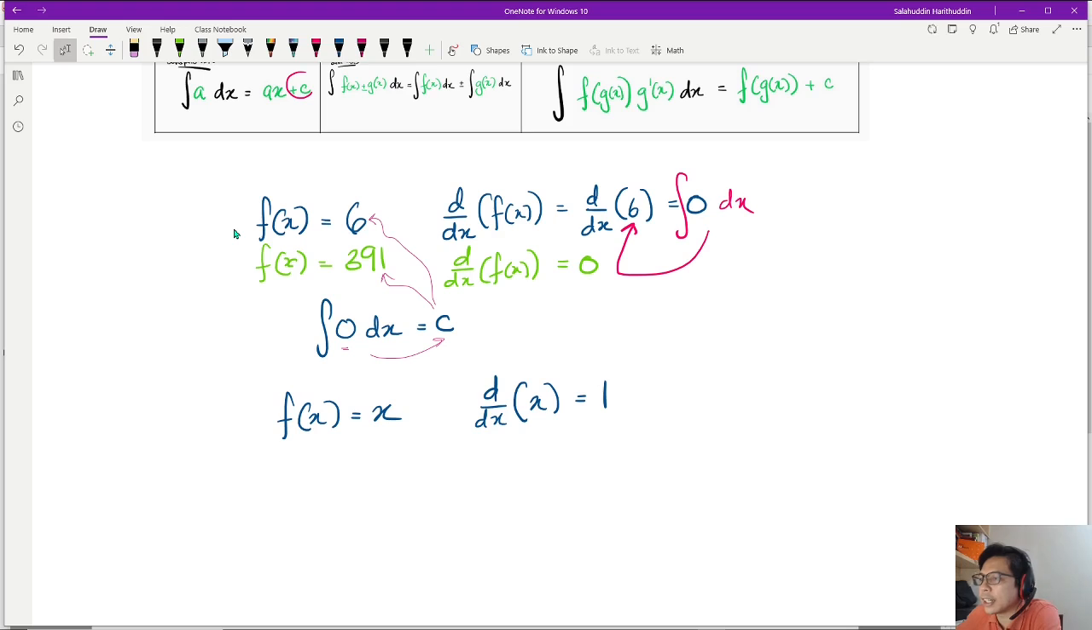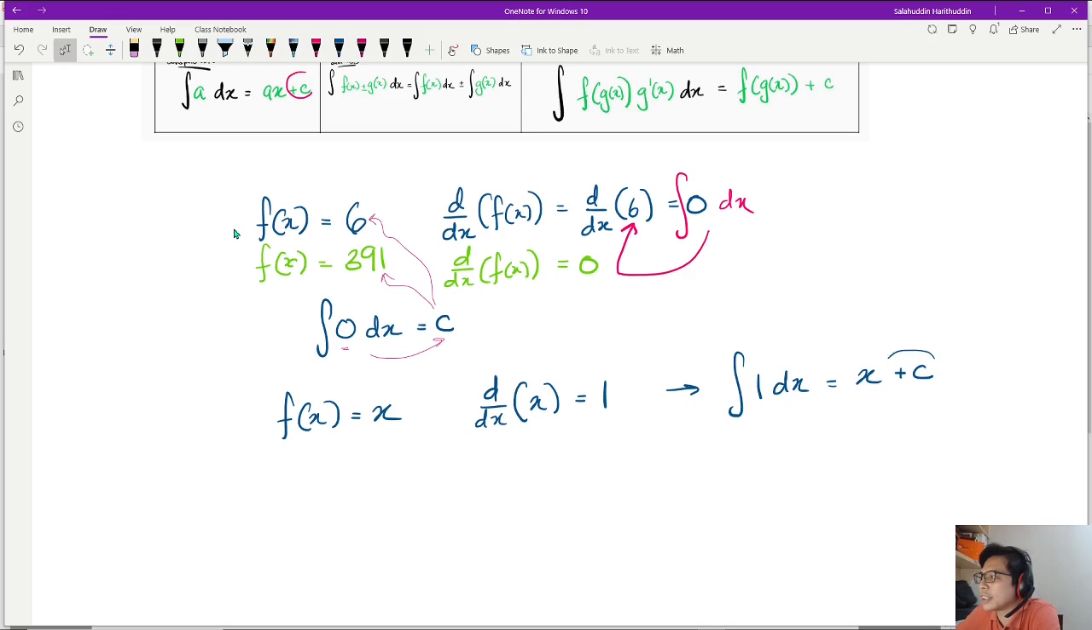All right, and that was the reason why you can see if I integrate 1, for example, with respect to dx, you'll get x, but I always add the plus c here.